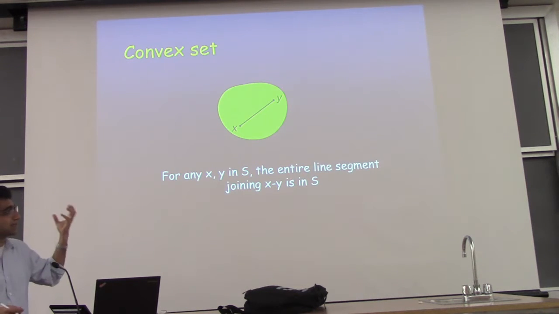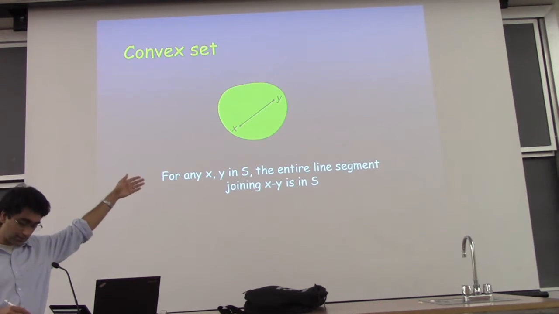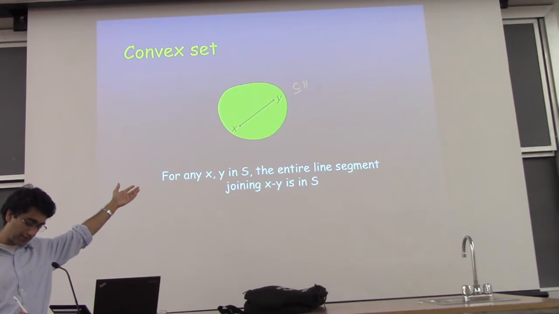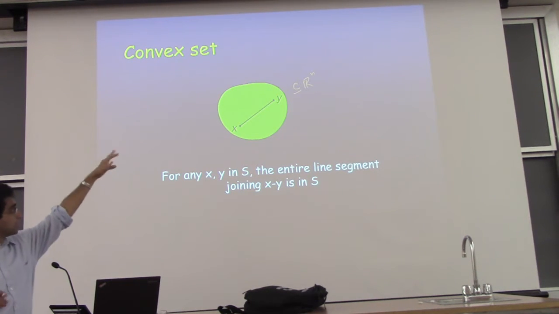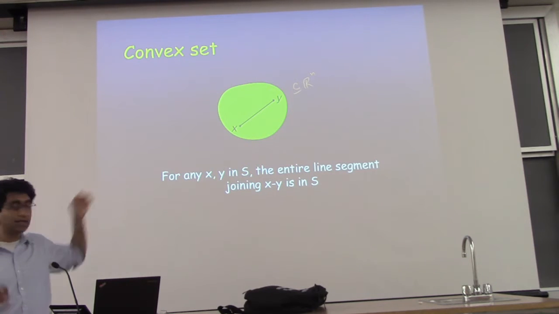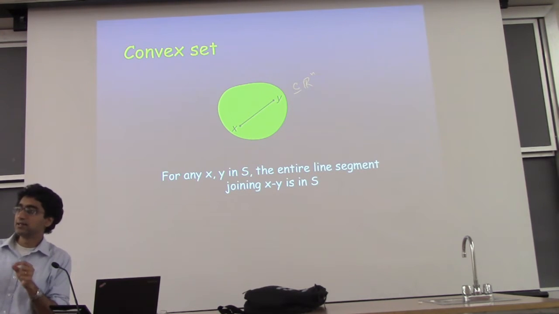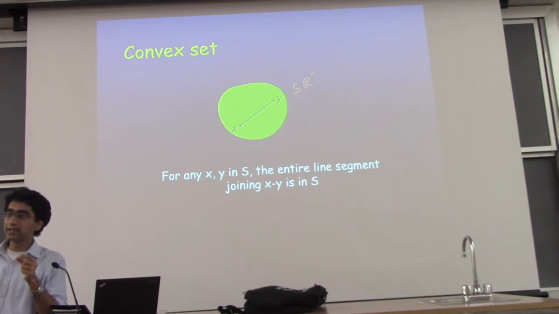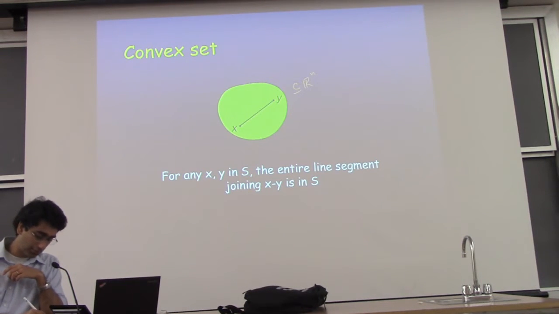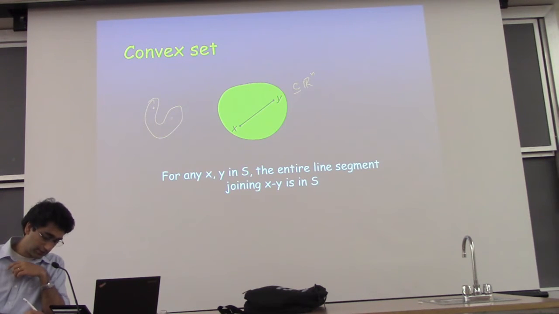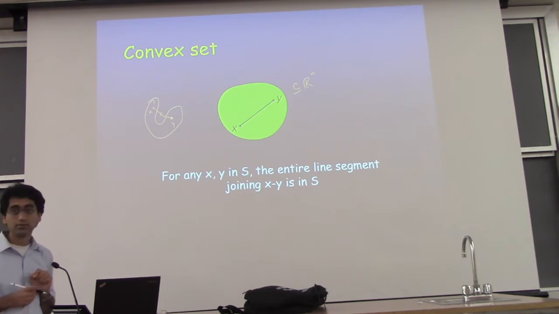A convex set is a subset of R to the n with the property that if you take any two points x and y in the set, the full line segment joining x and y lies in the set also. We said this is an example of a convex set, but something like this is not, because if you take x and y here, some point on this segment does not lie in the set. So this is not convex.